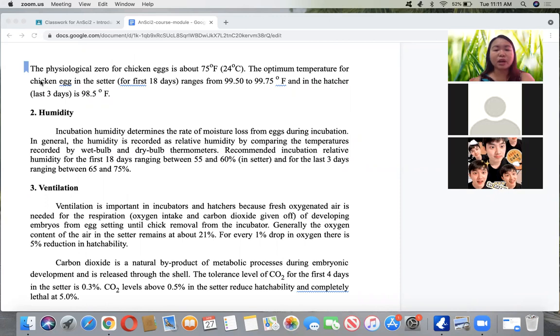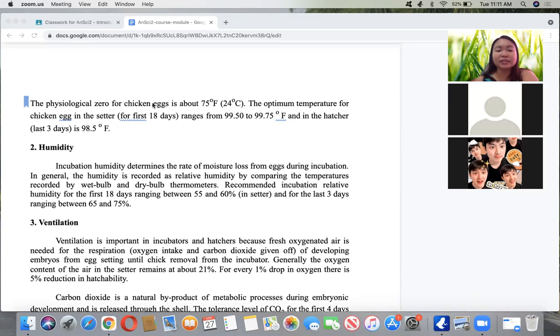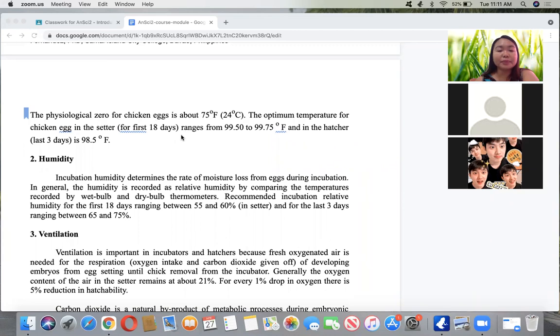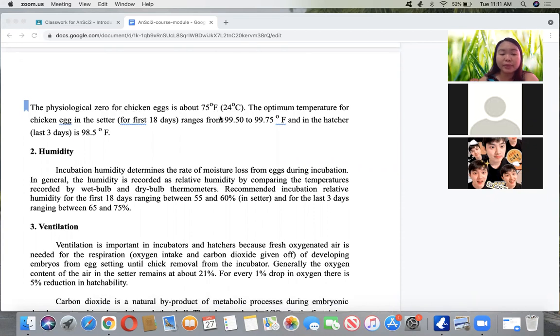So, for optimum temperature of chicken egg in the setter, for the first 18 days, would range from 99.5 to 99.75 degrees Fahrenheit. In the hatcher naman, the last 3 days is lower na kaysa setter, which is 98.5 degrees Fahrenheit. So, yun yung kanyang temperature or physiological zero, no? Dapat within 24 degrees Celsius or 75 degrees Fahrenheit or even higher to initiate the embryo development.